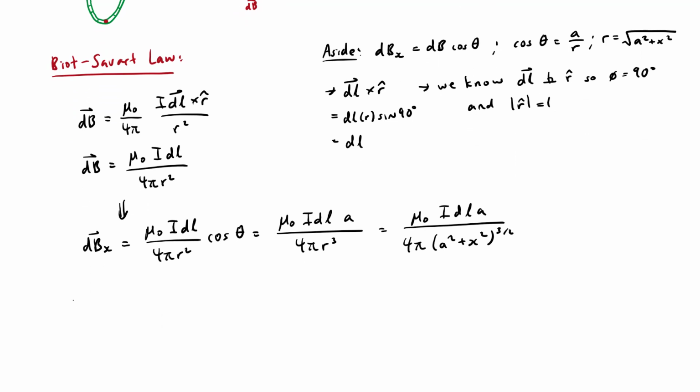So I know that B is equal to the integral of dBx, and it's going to be in the x direction by inspection. So then we'll first figure out all the constants. I know mu naught, 4 pi, I, and a, all of those are constants. So I can factor all of those out, mu naught I a over 4 pi. And I'm going to integrate dl over x squared plus a squared to the power of 3 over 2.